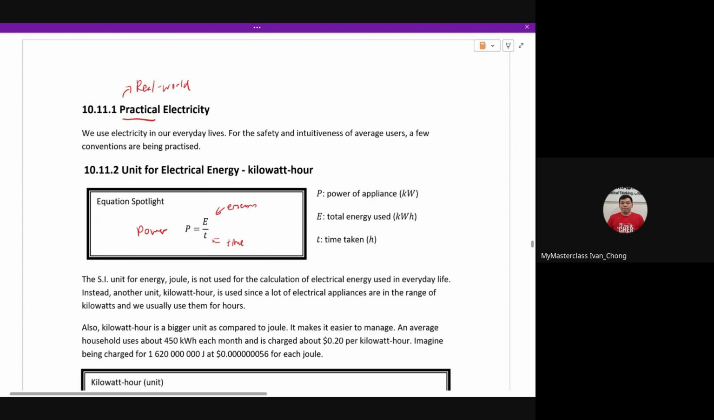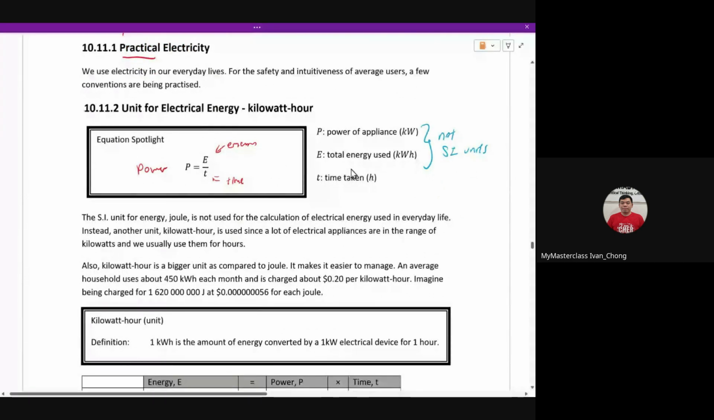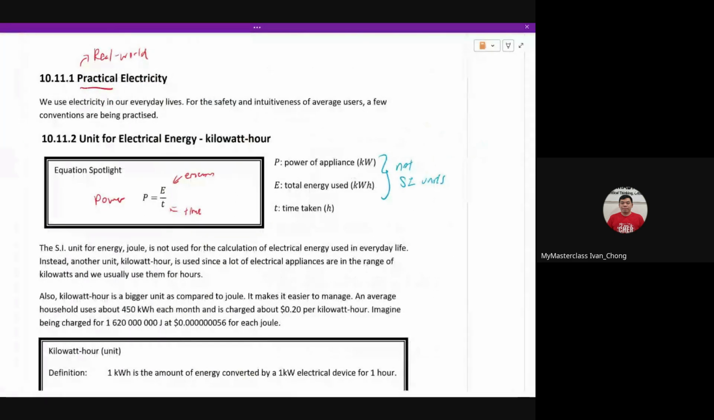We're going to use different units. Do take note, these are not SI units. There is a reason why we are not going to use SI units, because when we use power, energy, and time, in this case, we actually use kilowatt hours. So for example, 360 kilowatt hours, just a number. Sorry, I said wrong. This is energy. For power, typically power is in watts.